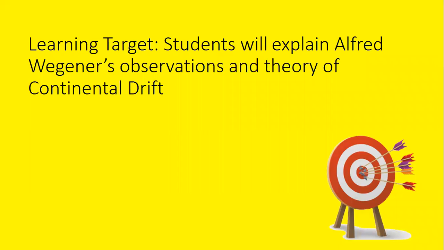So, what do you think about Wegener and his observations? What do you think of his theory of continental drift? Is it possible? Explain what you've learned today in as much detail as possible. If you feel you need to, go back and view the video one more time, and then move on to the other activities.